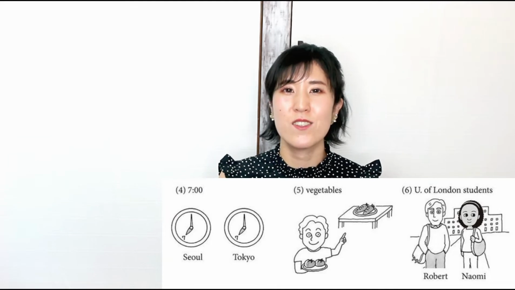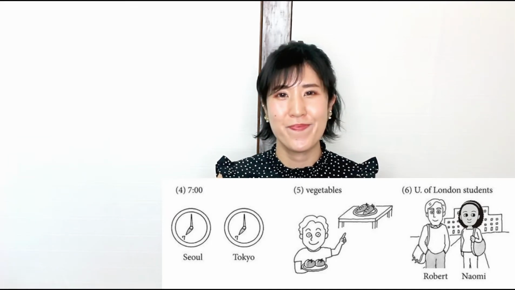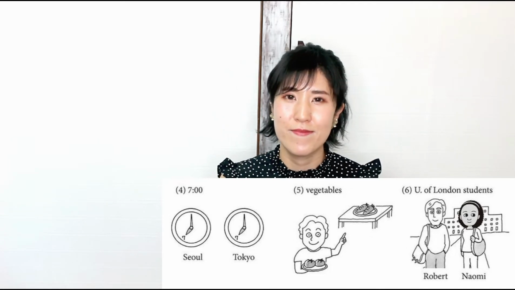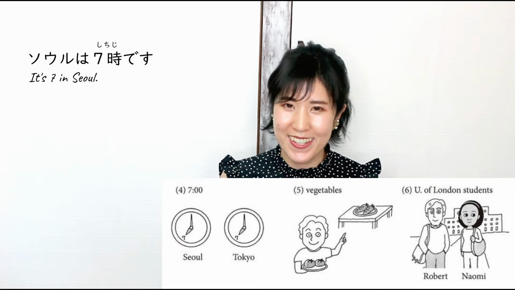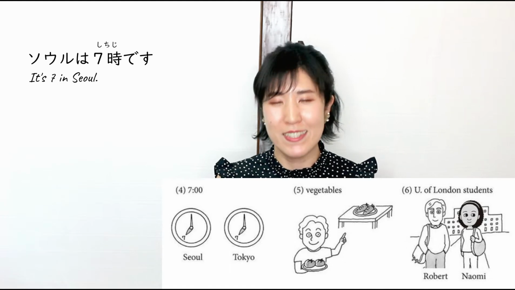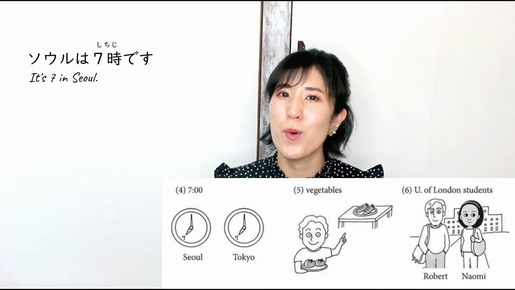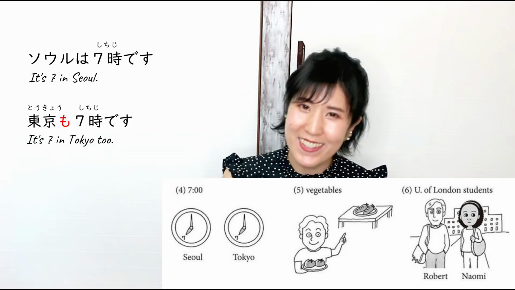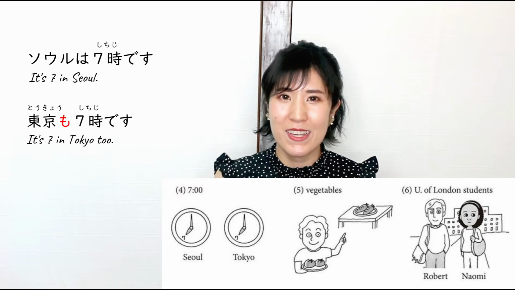Now, number four. This is saying it's 7 o'clock in Seoul. Or it's 7 in Tokyo as well. Seoul は? Seoul は7時です。7時, that's how you say the time. 東京も7時です。Okay? 東京も7時です。はい。And go on.